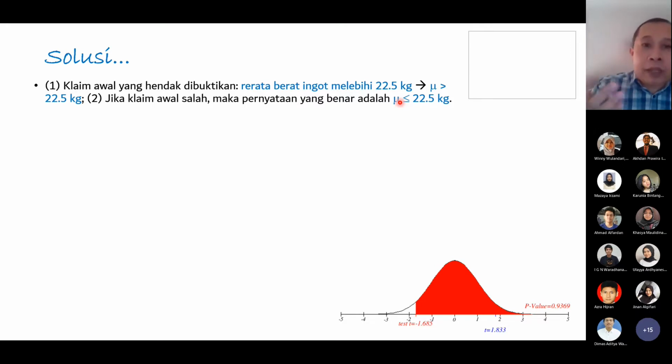So in this case, the company, or whoever is doing the test, wants to claim that the average weight of one ingot exceeds 22.5, right? So the original claim itself is already in inequality form. It's not equality form, but it's inequality form.